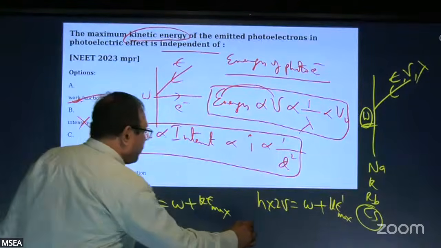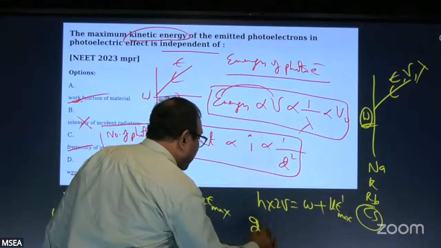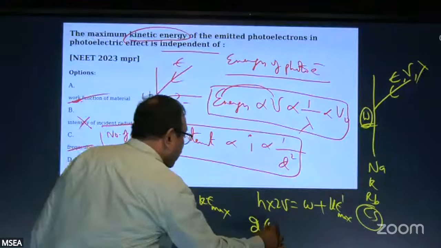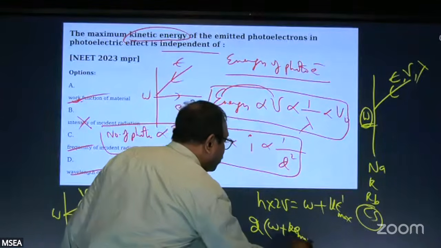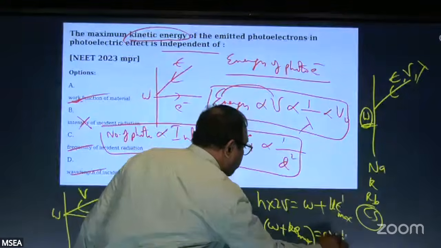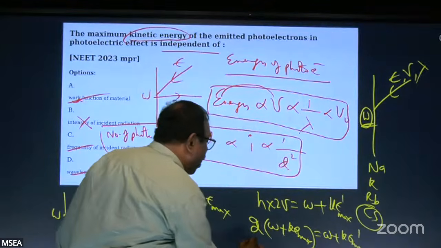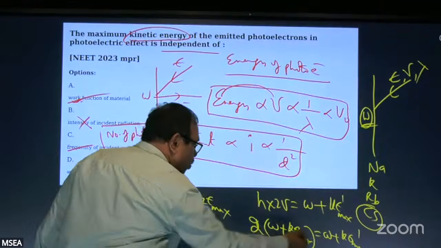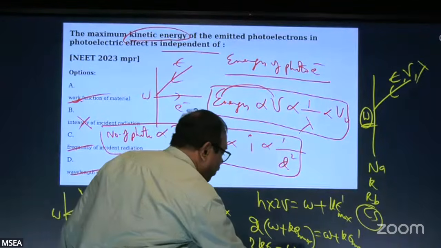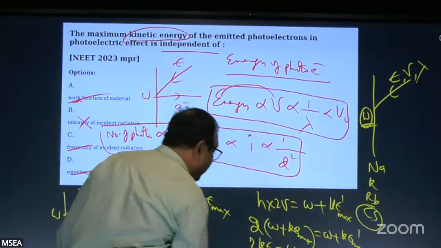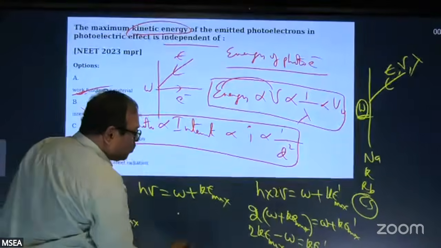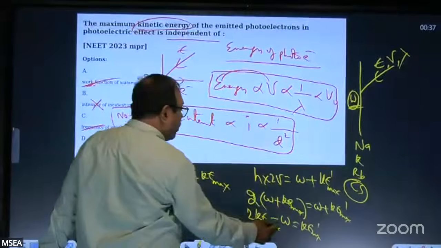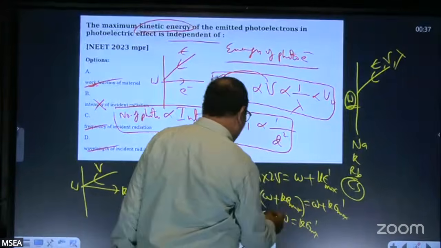Now wherever h nu is there, if I substitute, instead of h nu I can substitute W plus Ke max. So that should be equal to W plus Ke max we can write. So this is 2 times of Ke max. So this is 2W, and if you take this side, W is equal to Ke max. So Ke max is equal to 2 h nu.